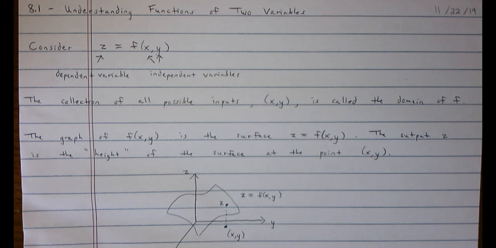Welcome back. In this video, we'll discuss section 8.1, Understanding Functions of Two Variables. Up to this point in the course, we've only looked at a function of a single variable, something of the form y equals f of x. In real life, though, most outcomes depend on more than one variable. So let's now consider a function of two variables.